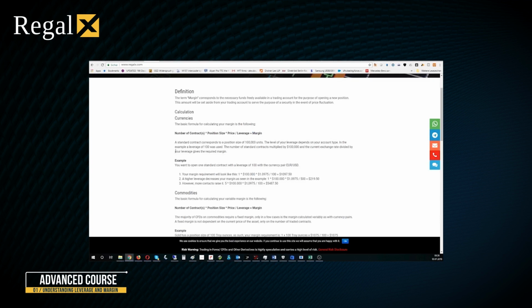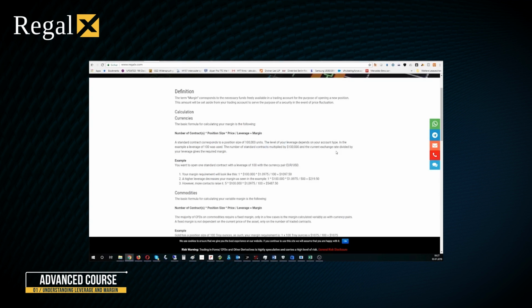The level of leverage depends on our account type. If, in the example, a leverage of 100 is used, then the number of standard contracts multiplied by 100,000 and the current exchange rate, divided by your leverage, gives the required margin that you need to put up. The MT4 does that automatically for you, but you should get an idea what it means.